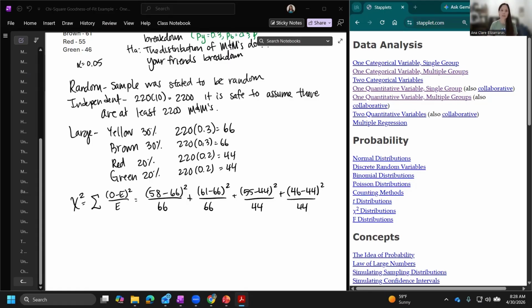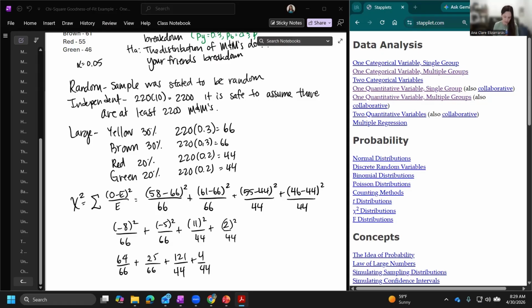Now what we can do is subtract and square each of the numerators. So 58 minus 66 is negative 8 squared over 66. 61 minus 66 is negative 5 squared over 66. 55 minus 44 is 11 squared over 44. Plus 46 minus 44 is 2 squared over 44. This is 64 over 66 plus 25 over 66 plus 121 over 44 plus 4 over 44.